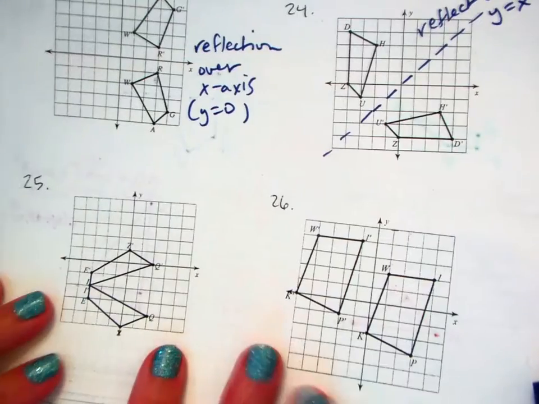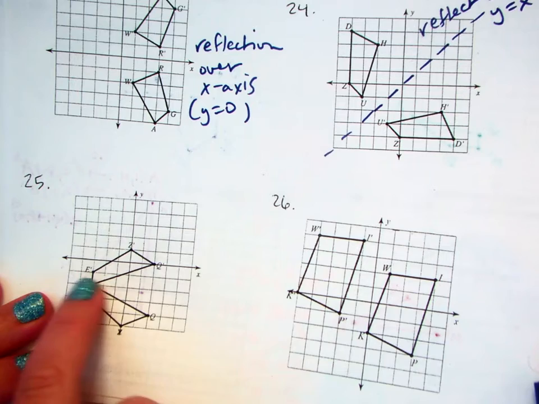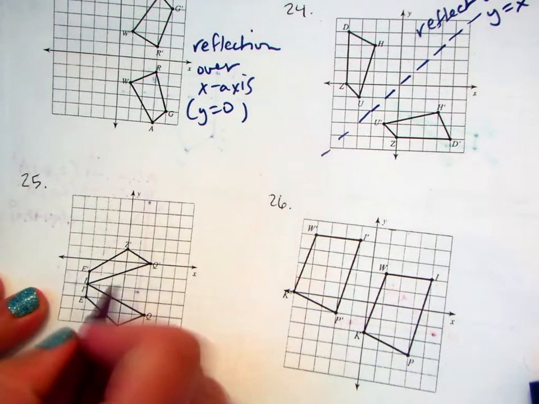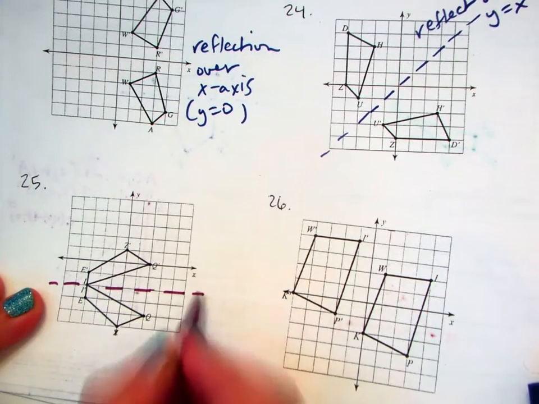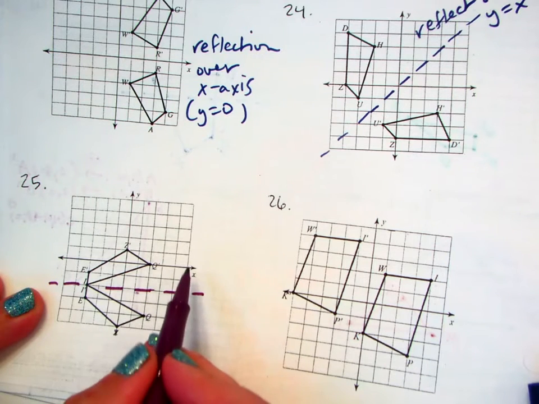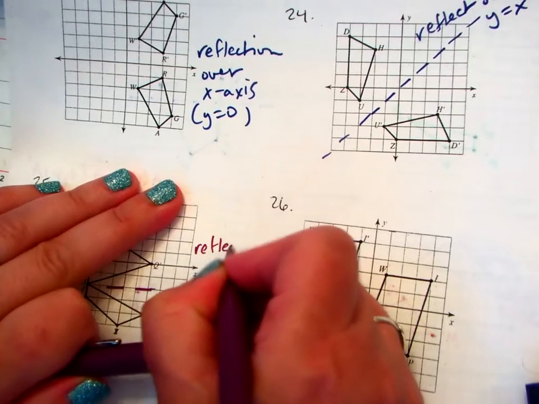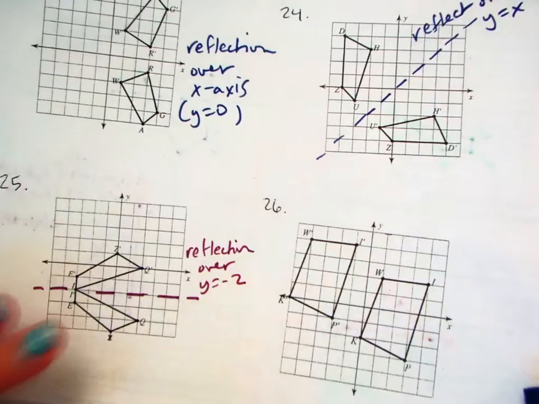All right, so this one that looks kind of like Pac-Man is flipped over this line here. You can see, and I'll draw it here, that it flips over that line in the middle there. Now it looks like Pac-Man eating things. The line it flipped over is y equals -2, so it's a reflection over y equals -2.